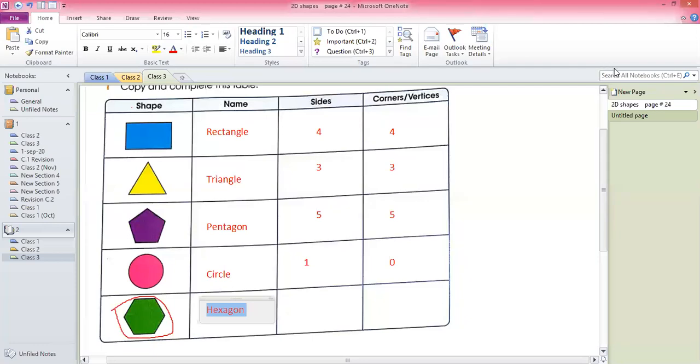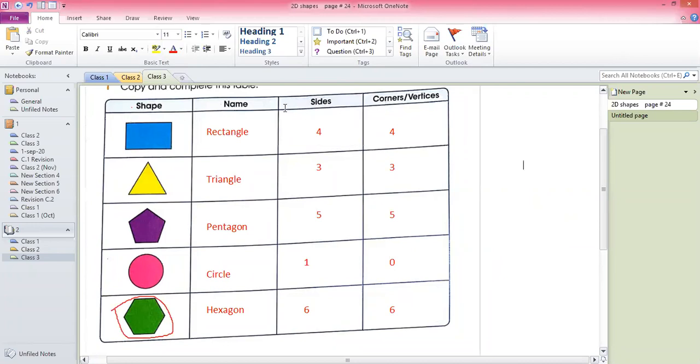All right. So this is hexagon. How many sides does it have? It has 6 sides. And how many corners does it have? It has also 6 corners. That's finished. Very good. Check your answers, guys.